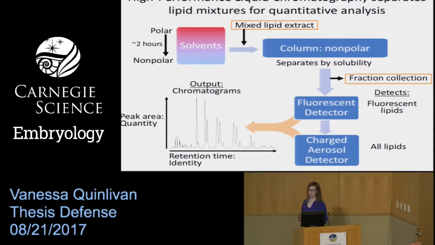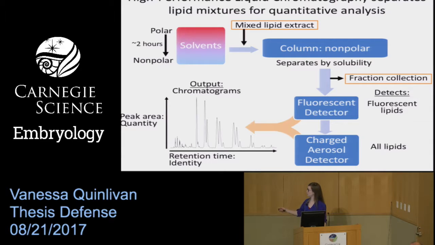lipids. Basically, we have a column that is a nonpolar substance that lipids extracted from a tissue sample will bind to. We run a series of solvents over this column, and over 2 hours, the solvent mixture gradually changes from a more polar substance to a more nonpolar substance. This means that the components of the mixed lipid extract are all going to load onto the column at the same time, but they're all going to get washed off at different times, according to their chemical properties, specifically by solubility in the solvent mixture.